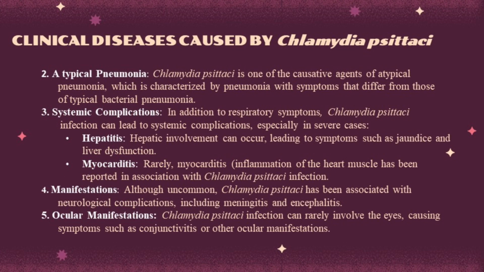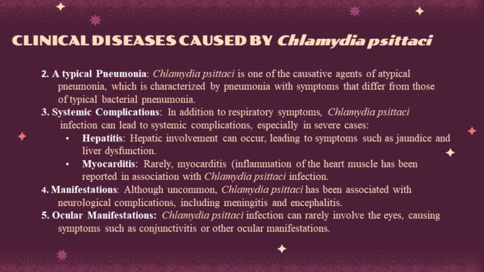Atypical pneumonia. Chlamydia psittaci is a cause of atypical pneumonia, which differs in symptoms from typical bacterial pneumonia. Systemic complications, whole body issues. Besides respiratory symptoms, severe Chlamydia psittaci infections can lead to systemic issues like hepatitis and myocarditis. Hepatitis: the infection may affect the liver, causing symptoms like jaundice and liver dysfunction. Myocarditis: in rare cases, inflammation of the heart muscle has been linked to Chlamydia psittaci infection.